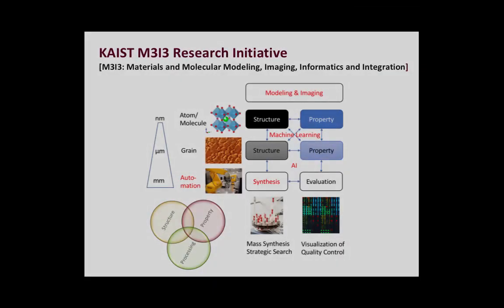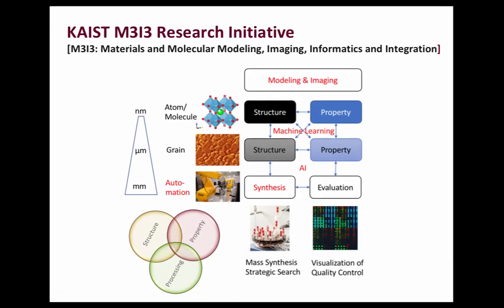So the KAIST M3I3 Research Initiative is the Materials and Molecular Modeling, Imaging, Informatics, and Integration, and it has two major components, including structured property library development at multiscale using machine learning and artificial intelligence with the help of imaging and visualization, and also the automatic synthesis of molecules and materials based on the recipe developed and 3D printing technology.